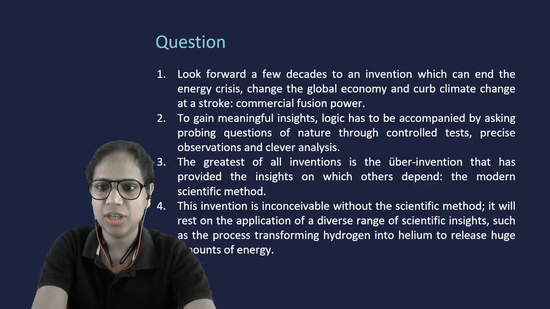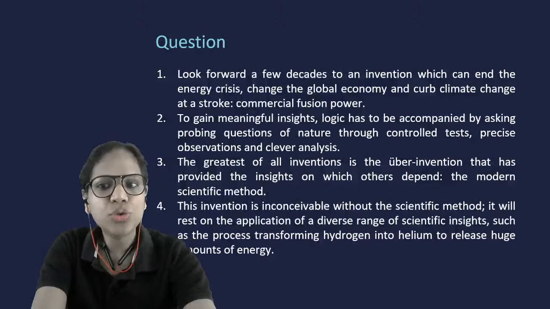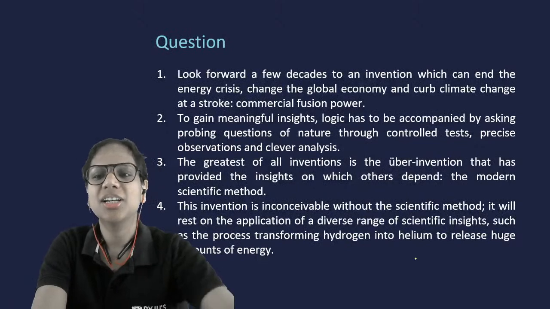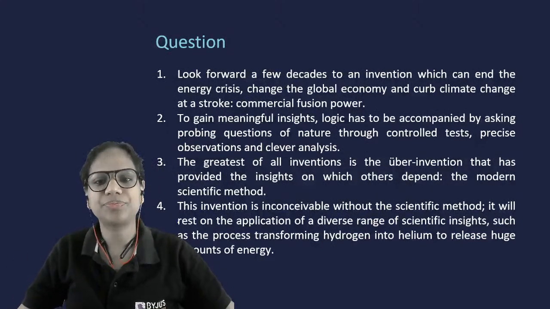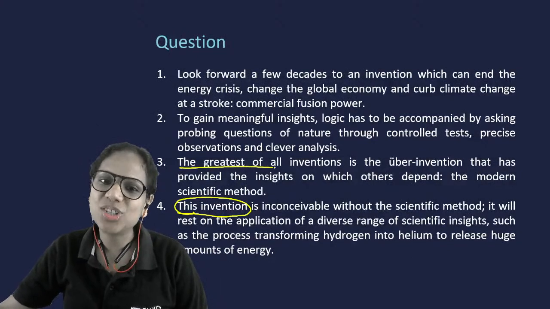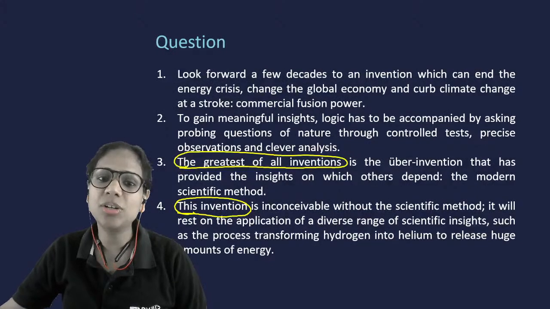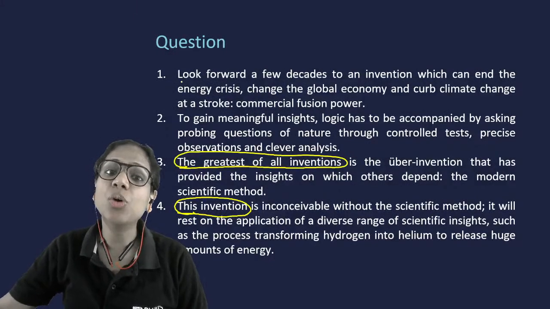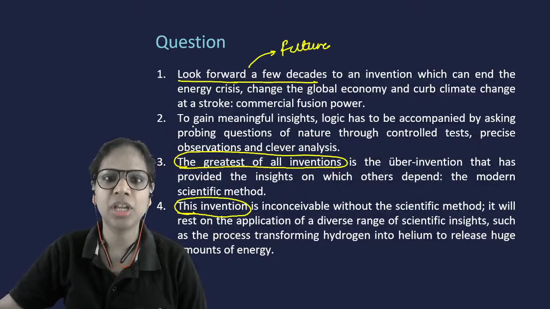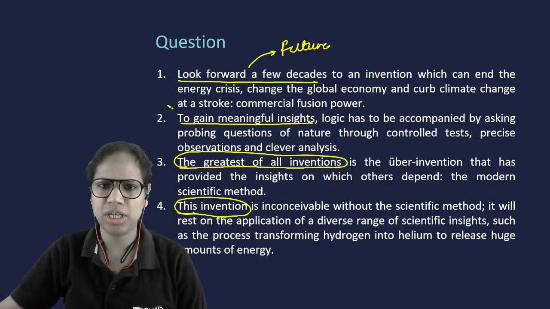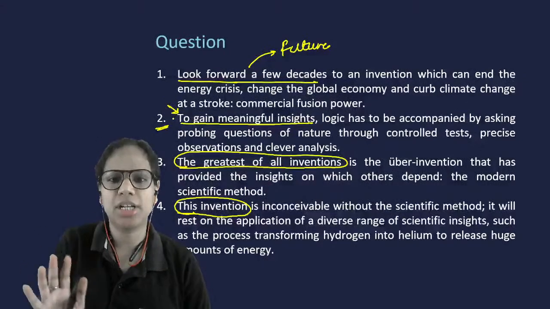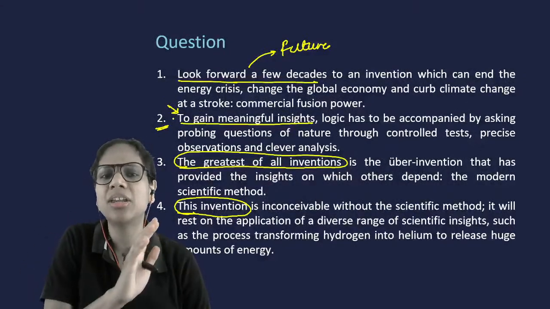Okay, so I've got 1432, 1423, 3421, 3214, 2341. So very varied sequences this time. Now, see, initial few words: the greatest of all inventions. That does not mean that I'll not read the entire sentence. Now look forward a few decades, so I'm going to the future to gain meaningful insights. So this I'll have to place in some other context. It's not immediately clear where this will be placed.